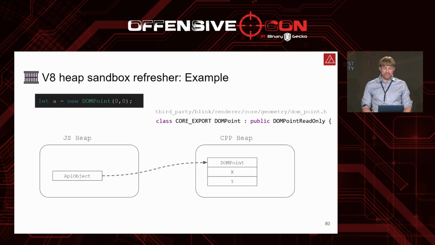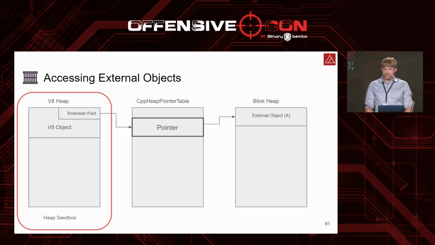As an example, we'll take a look at how the sandbox brokers access to DOM API objects. We'll use a DOM point as an example of an object that holds data that lives in a sandbox external space, and in this case, the Blink heap. So when accessing an object that refers to an allocation in an external space, such as the Blink heap, we can't just hold a raw pointer in the V8 object, as this would allow for trivial corruption by, for instance, altering that reference to point anywhere. And therefore, access to these external objects must be safely brokered through pointer tables. And here's what that might look like.